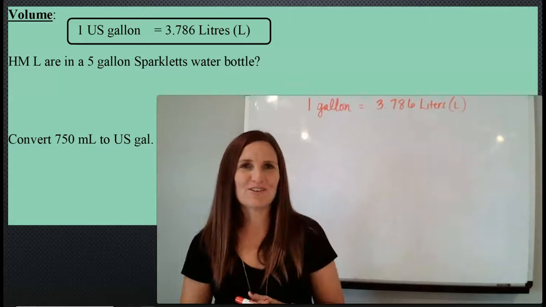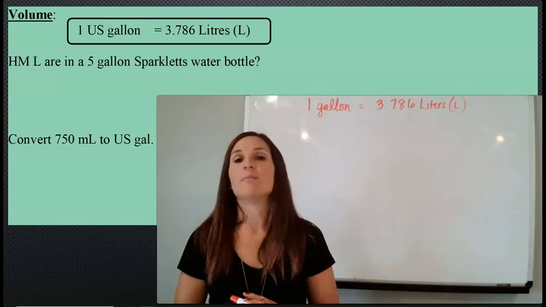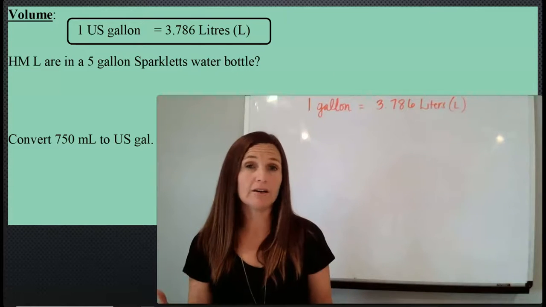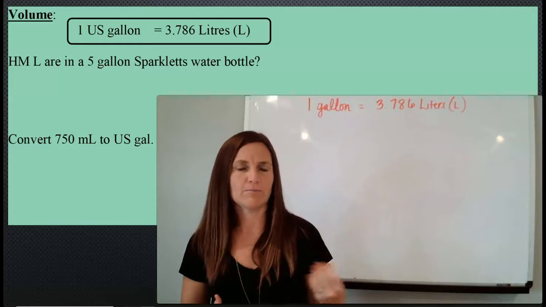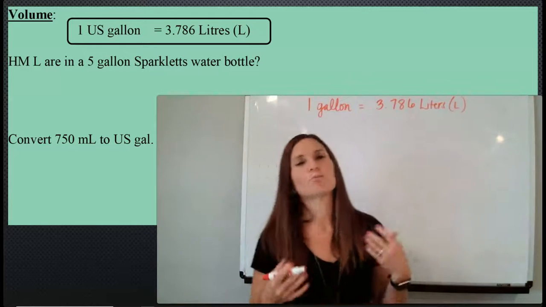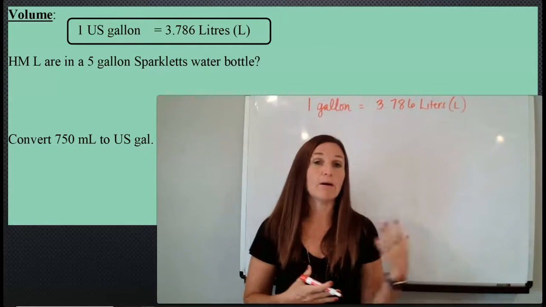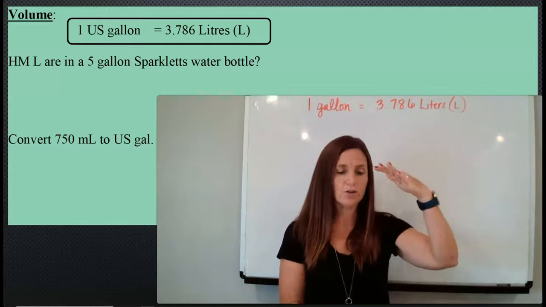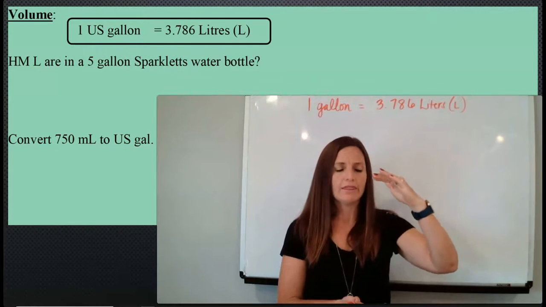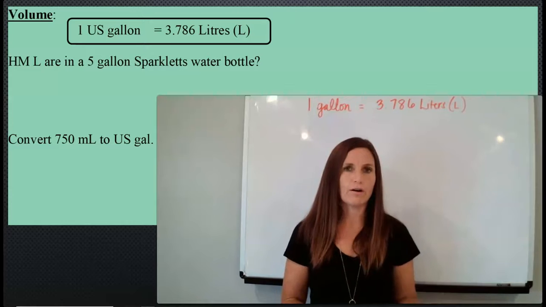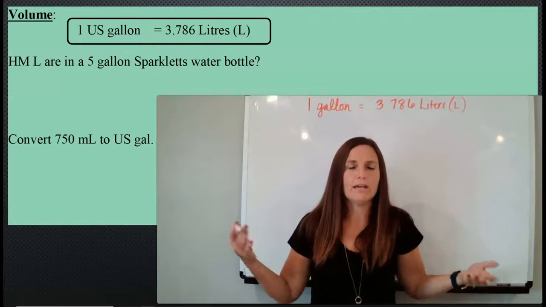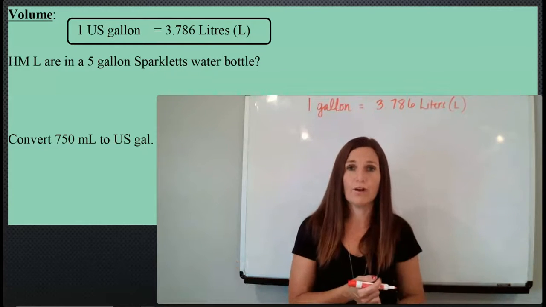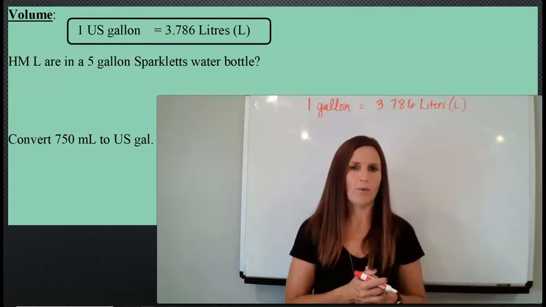So let's start with this first one and we'll do it together. This is asking how many liters are in a 5-gallon Sparkletts bottle. Just for the record, as you're trying to think about liters, don't forget about your 2-liter soda. Okay, that soda bottle that you buy for a party, that is a 2-liter soda bottle. And so when you're thinking about, well, how big is a liter, at least you'll have a point of reference. That's 2 liters in that one container.